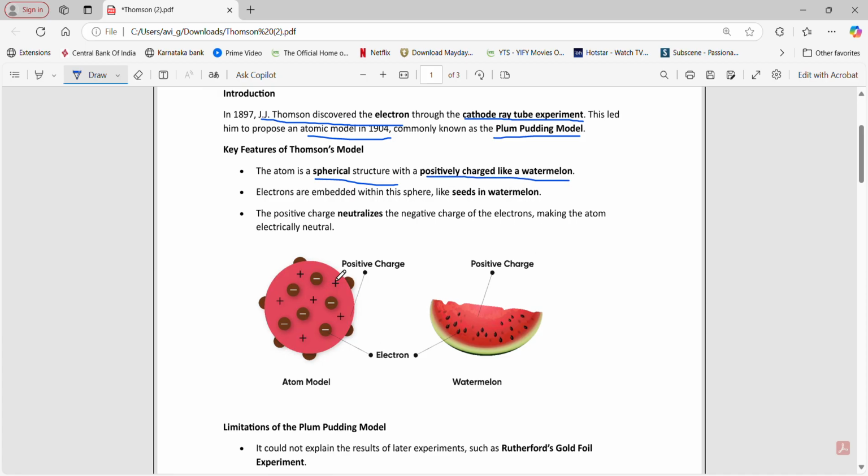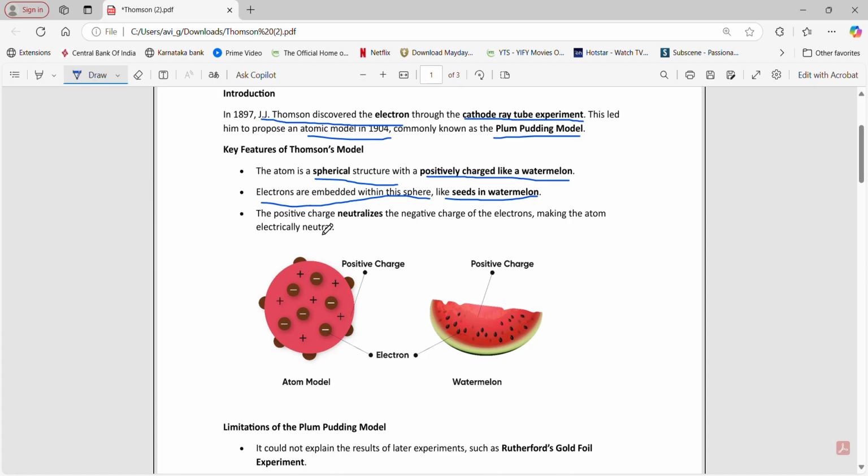You can see in this picture that this is the atom. This whole pink part is the positive part and the electrons are embedded within this sphere like seeds in the watermelon. This looks similar to this watermelon. This whole red part is the positive charge, and as the seeds are embedded into the watermelon, in the same way the electrons are embedded into this atom.